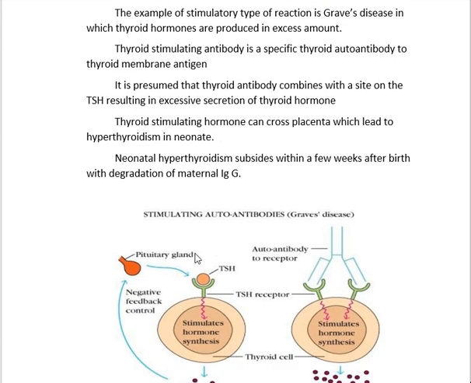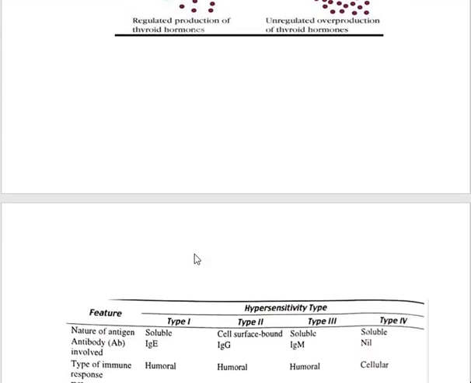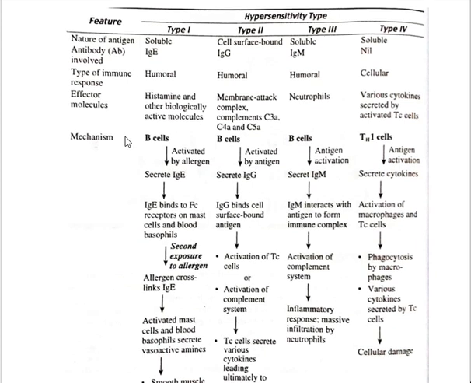So this is all about the five types of hypersensitivity that we had gone through. Let's have a quick review of all the types of mechanisms of hypersensitivity in the form of a flowchart. So here you can see the nature of antigen for type 1, type 2, type 3 and type 4. Soluble, cell surface bound, here again soluble and here soluble. And the type of antibody involved in type 1 is IgE, type 2 is IgG, type 3 is IgM, and type 4 has no antibody, it is cell mediated.